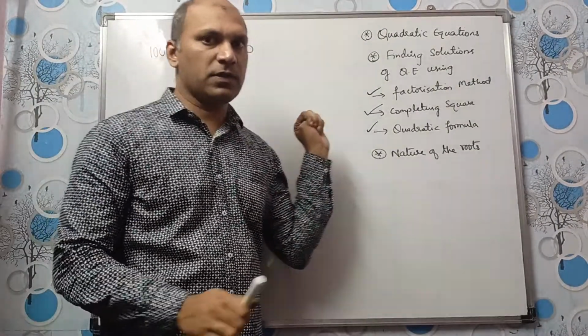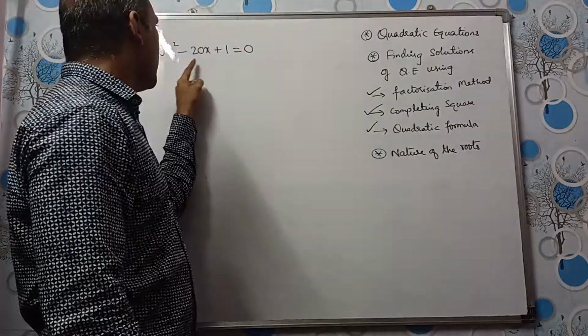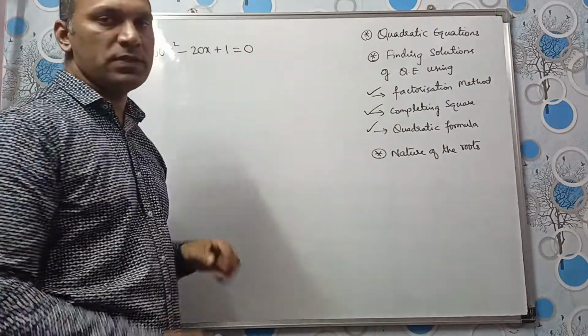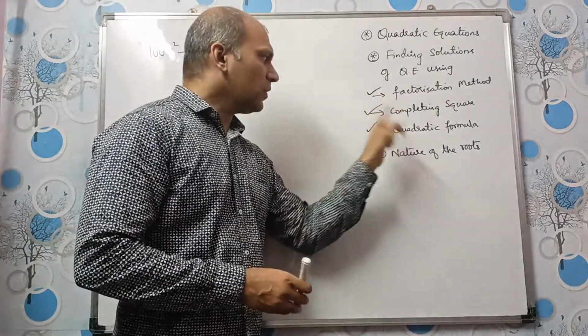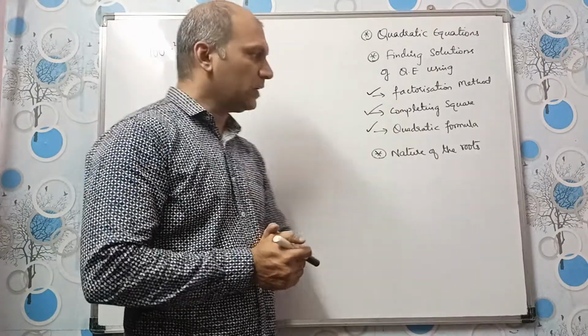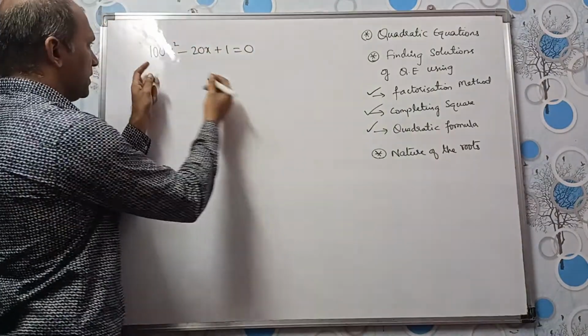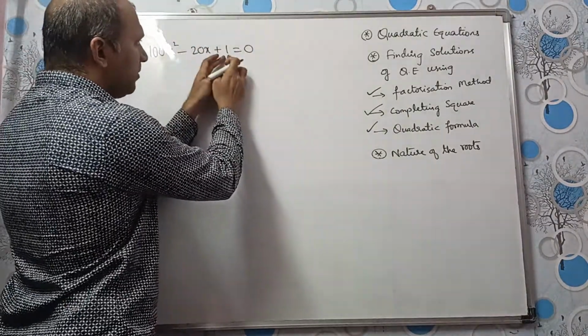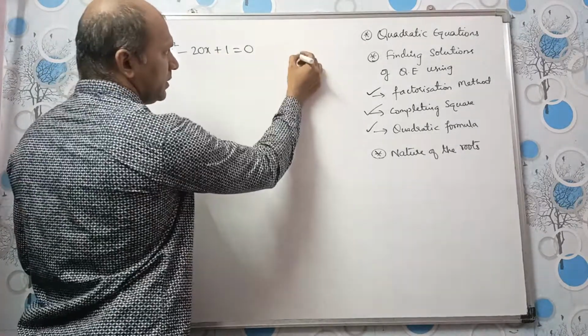Okay, let us learn this. Let us solve this: 100x square minus 20x plus 1 equal to 0, using all the three methods. Okay, factorization. 100 should be multiplied with a constant number, right?